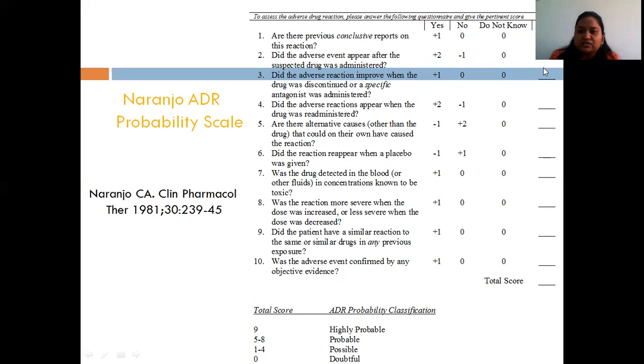So as these are the list of questions, according to the answers given by the patient, you will mark and score them and make a total score. If the total score is 9 or more, then there is a highly probable ADR, like the event is more probably caused by the drug. Okay, 5 to 8, then it is probable. Lesser than that means maybe or maybe not. If the total score lies between 1 to 4, then it is a possible cause. 0, then it is a doubtful cause.